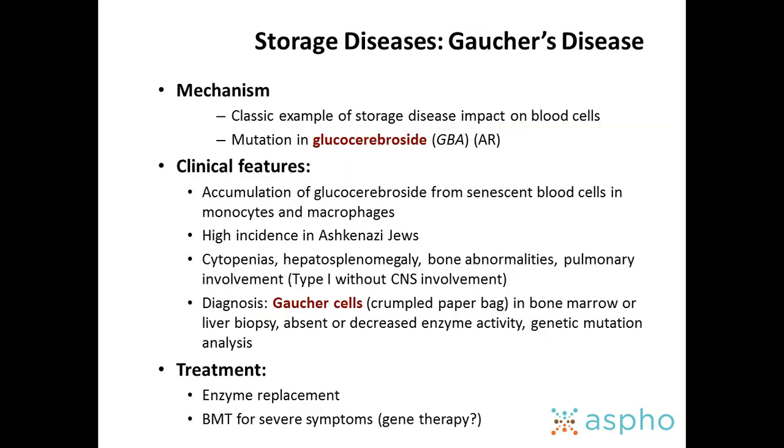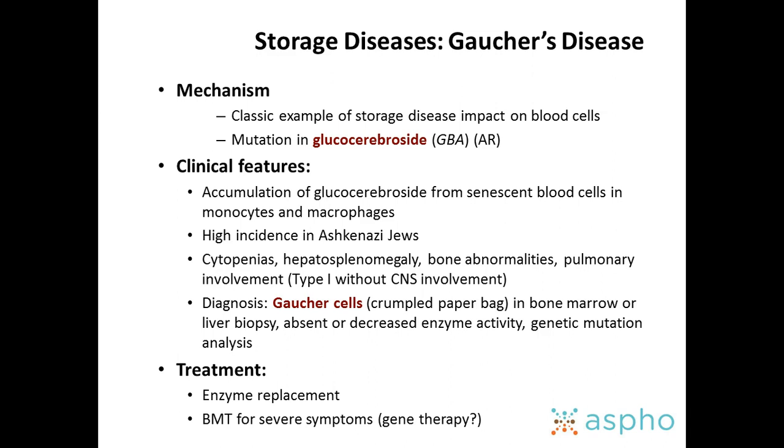And the problem is that you're not metabolizing your glucose cerebroside, so you end up with glucose cerebroside dysfunction, so you end up accumulating the carbohydrates, and you end up with these senescent blood cells and monocytes and macrophages that get packed with this sort of cellular garbage that you can't get rid of. And so there's type 1, type 2, type 3.